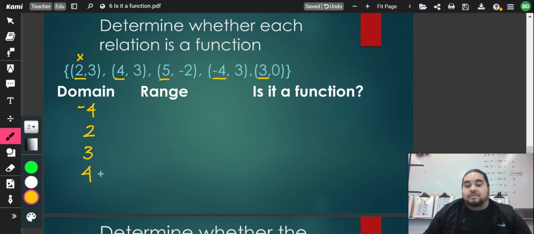And my greatest value is 5. And again, I underline things just to make sure I've counted for them. I always want to underline things to make sure I don't forget one. Now I'm going to go through and do my range.